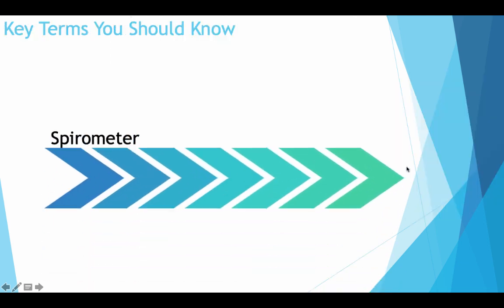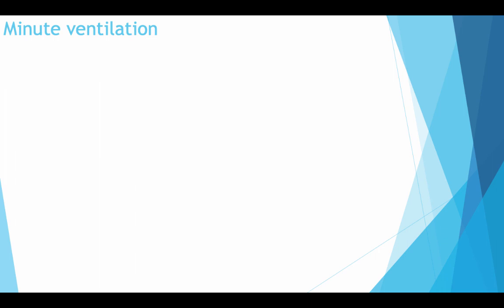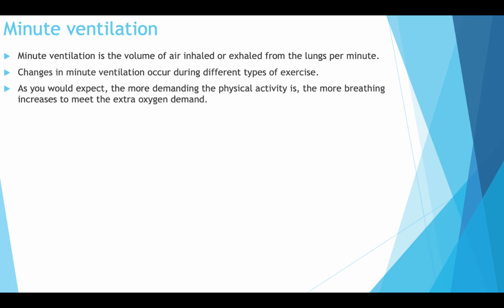Key terms you should know. Spirometer: a device that is used to measure the volume of air inspired and expired by the lungs. Minute ventilation: the volume of air inhaled or exhaled from the lungs per minute. Changes in minute ventilation occur during different types of exercise. As you would expect, the more demanding the physical activity, the more breathing increases to meet the extra oxygen demand. This can be seen below.